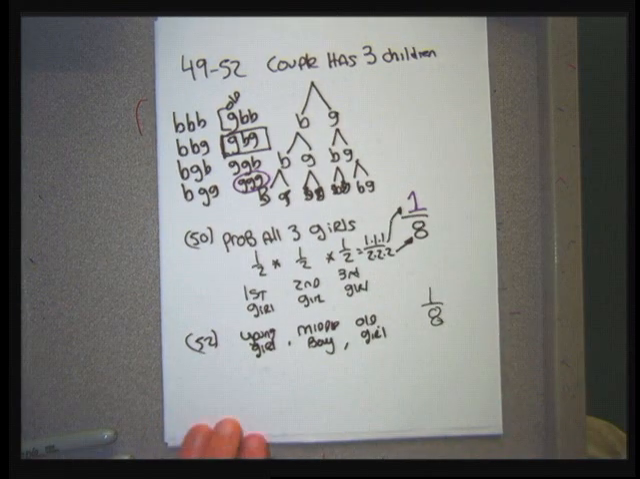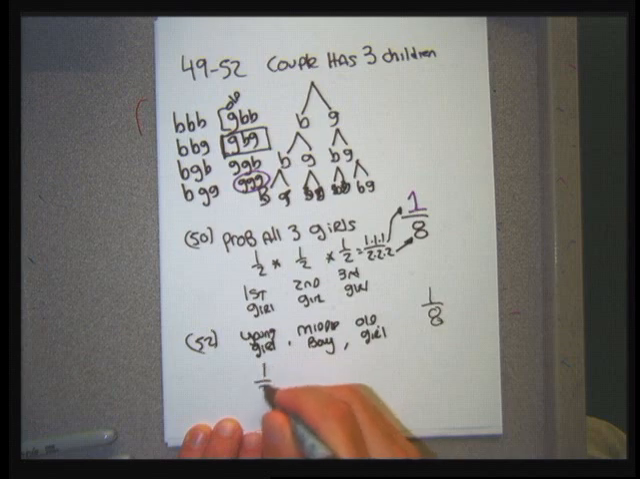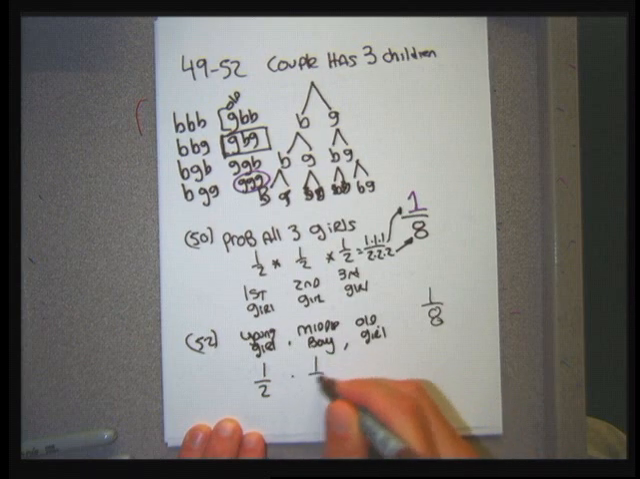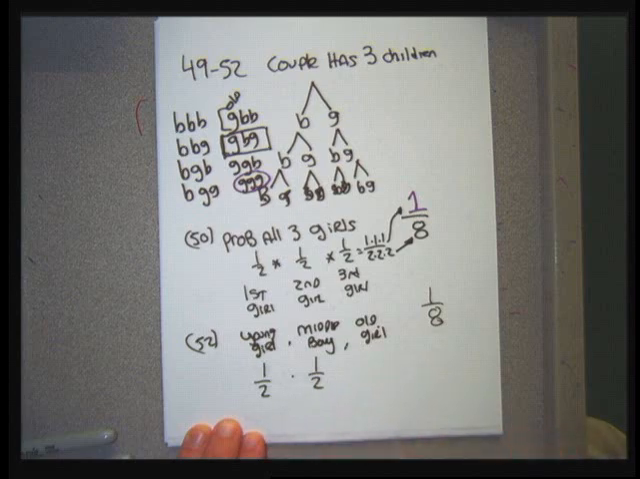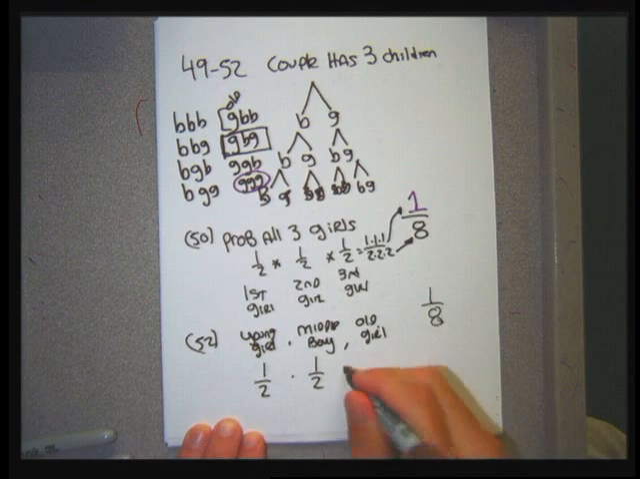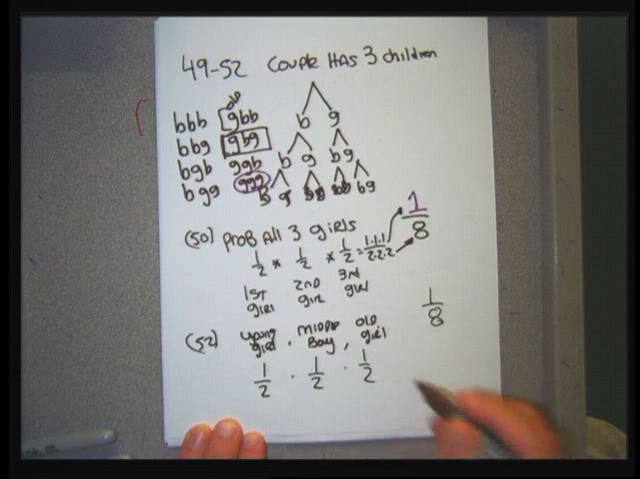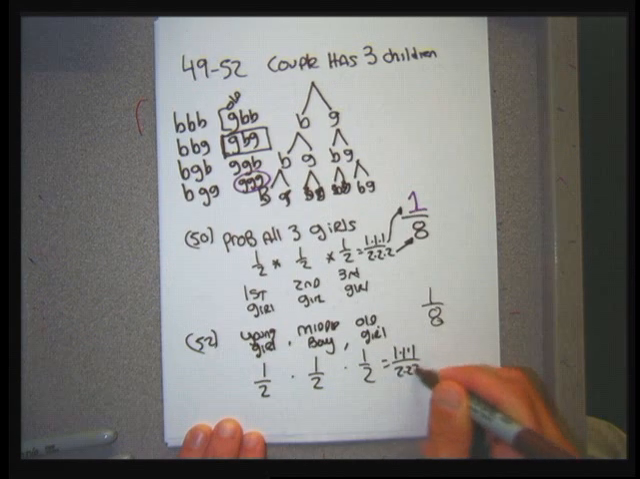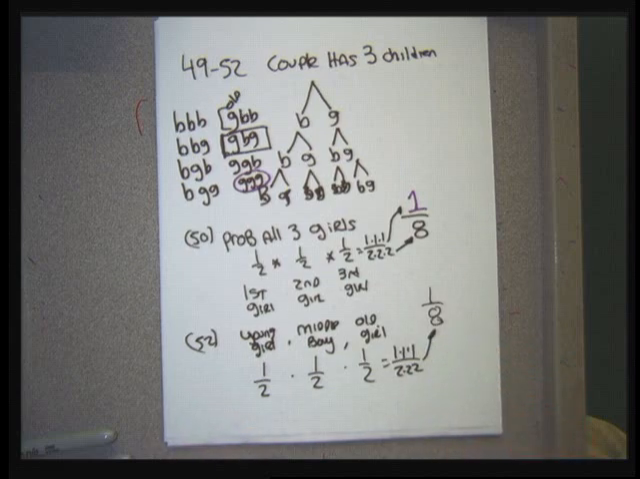To do this without the sample space, the probability that the youngest is a girl is 1 in 2. The probability that the middle is a boy is 1 in 2, because the middle is a 50-50 chance it's a boy or a girl. The probability that the oldest is a girl is 1 in 2. And if I do that same multiplication, 1 times 1 times 1 over 2 times 2 times 2, I get the 1 in 8 that the author's looking for.